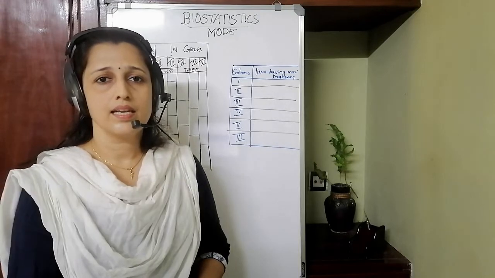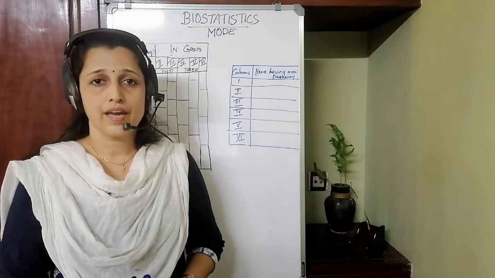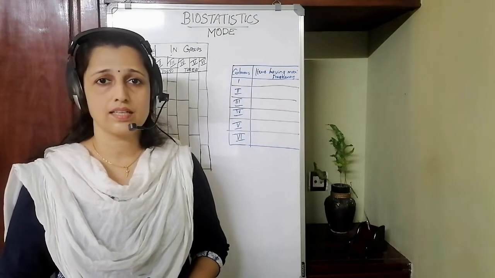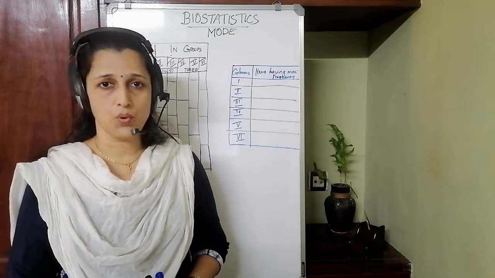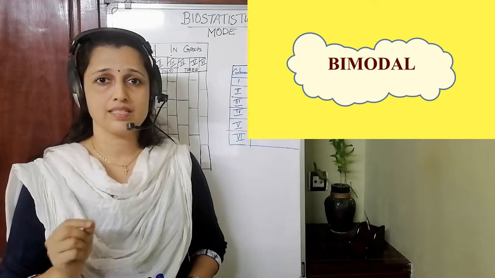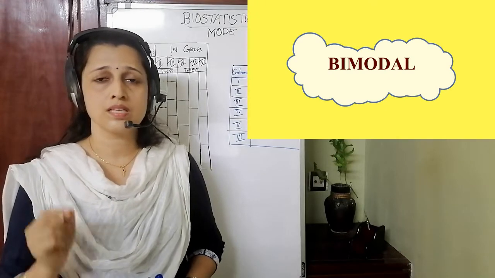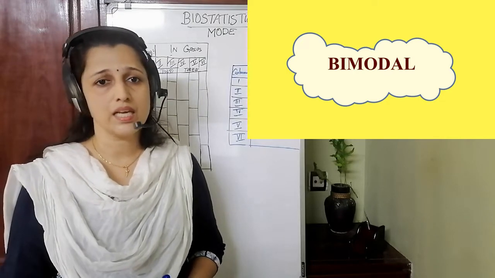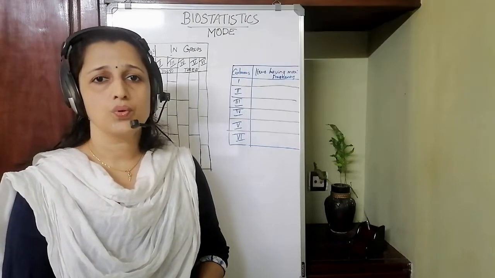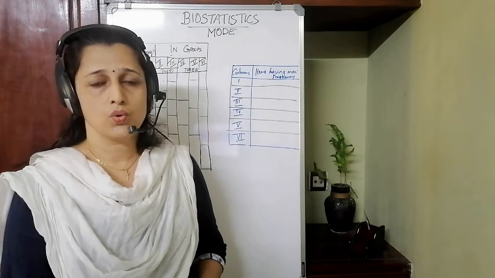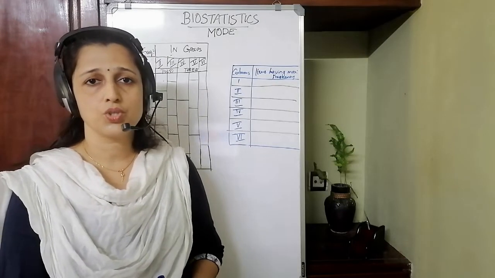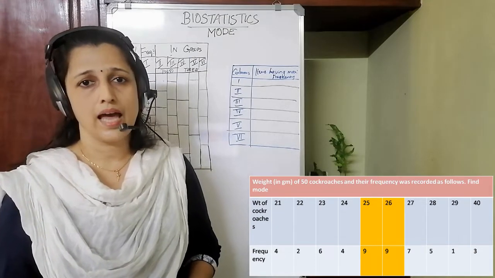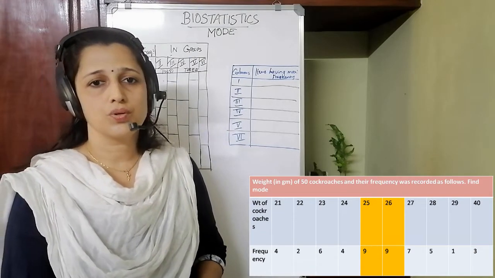Now let's see the next type, where more than one variable is having maximum frequency. That is known as bimodal. If more than one variable is having maximum frequency, that is known as bimodal, or if more than two, that's known as multimodal. Let's see how you can solve a question which is given here. The question shows the weight of 50 cockroaches and the frequency is shown here.